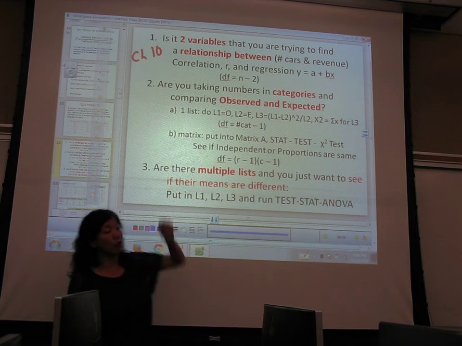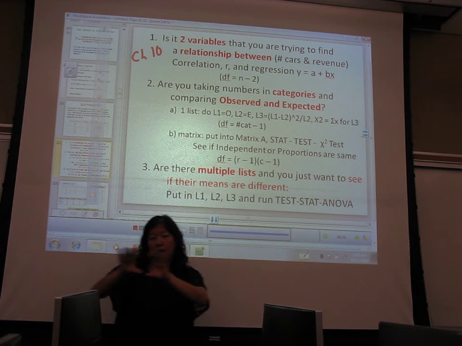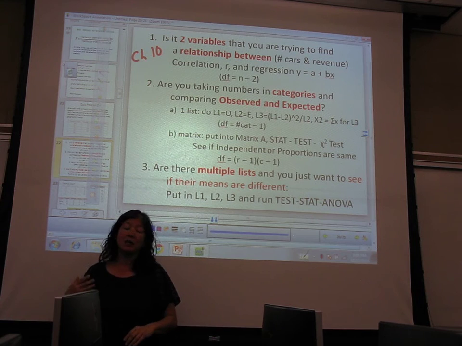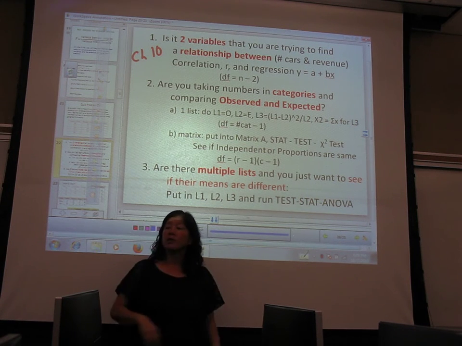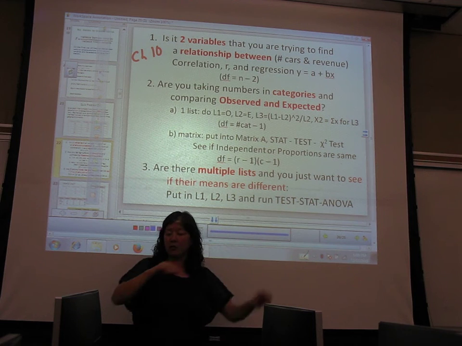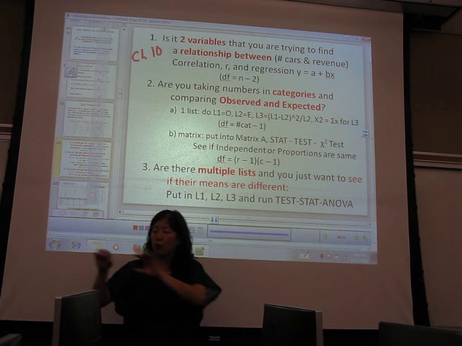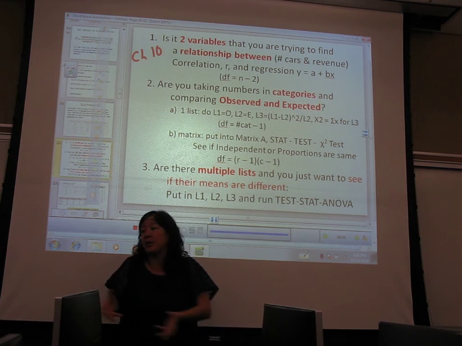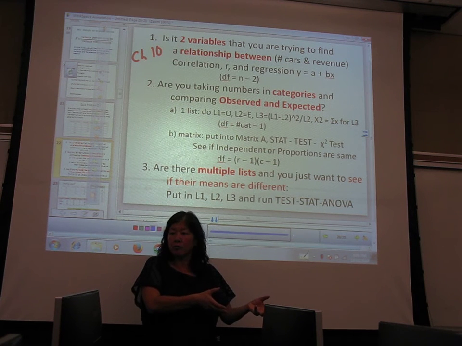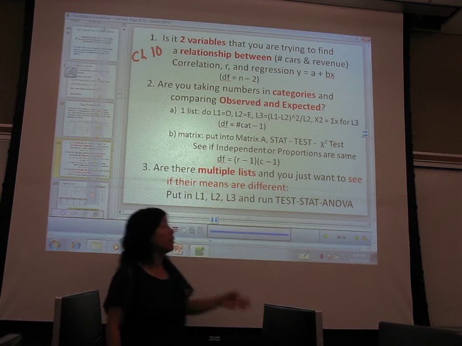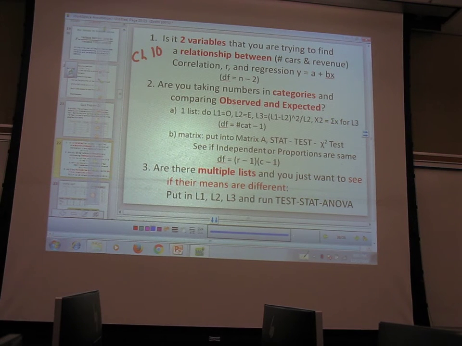Then, if you're talking about categories and you have just one variable, say hair color, you'll have different possibilities for that. Then that's a list. You're going to have one list of observed, and then you're going to compute the expecteds. Everybody all good with that part? That's going to be chapter 11.1, and I call that a chi-squared list. So you have one list, and you use lists to solve it.